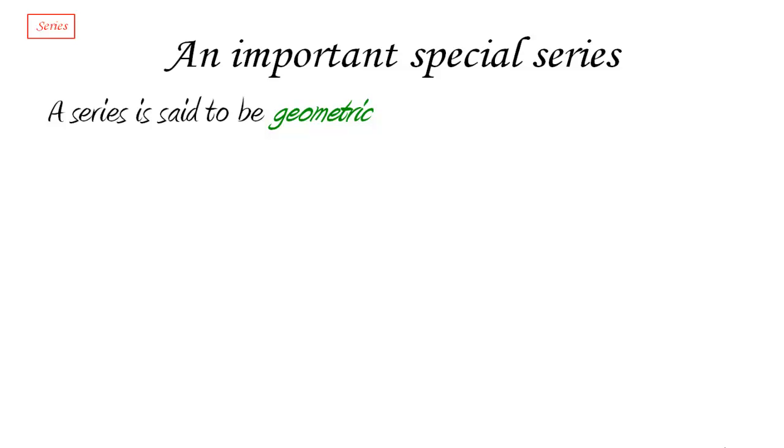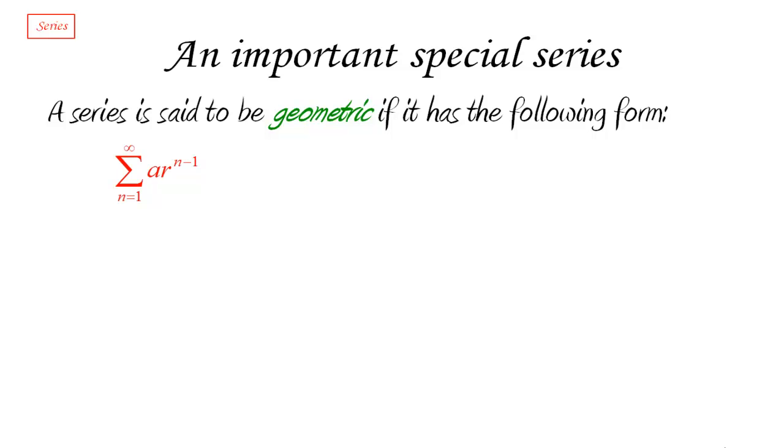First of all, we're going to call it a geometric series. And the series is said to be geometric if it has the following form. So remember, it has to be a sum, or formal sum, intended as the limit of a sequence of partial sums of things that look like this. So it's going to be the sum from n equals 1 to infinity of a, where a is some number, times some other number r raised to the power n minus 1.